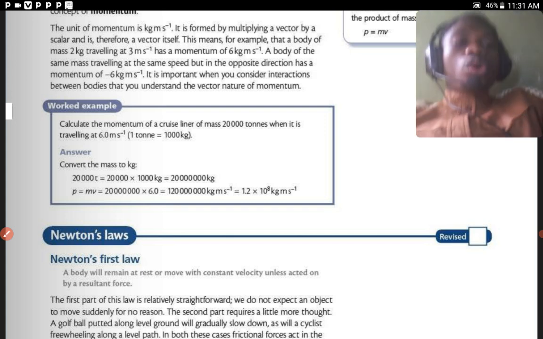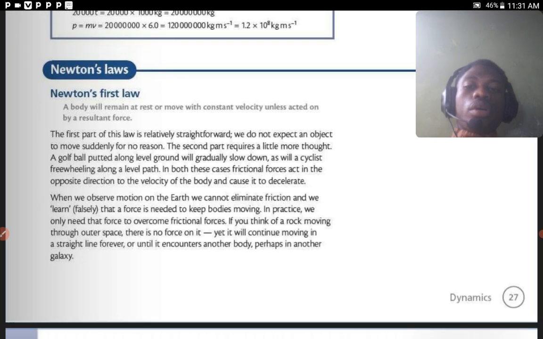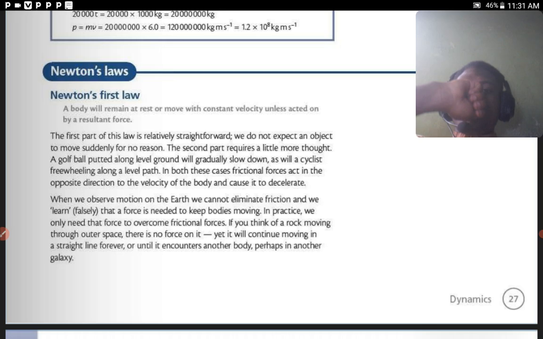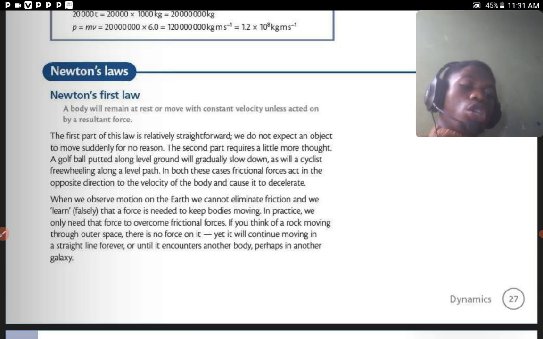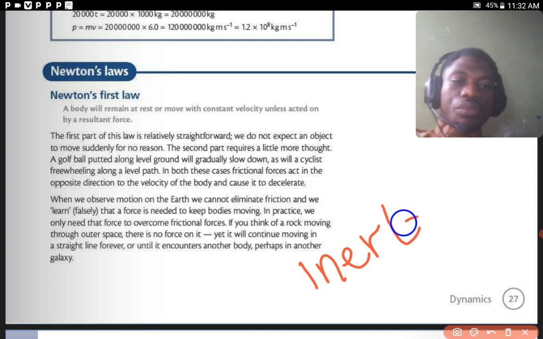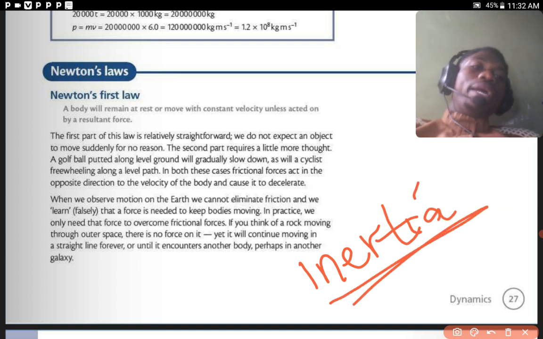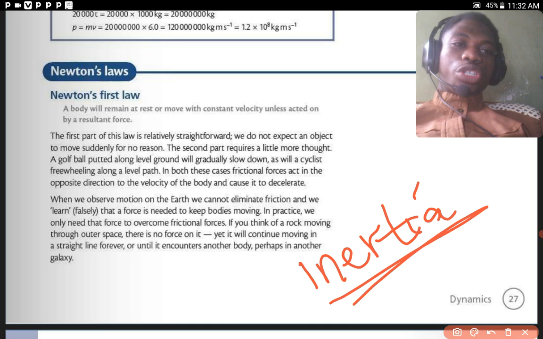Now let's look at Newton's laws of motion. Straight to the point, law 1. According to Newton's first law of motion, also known as the law of inertia. What is inertia? Inertia is the reluctance of a body to change its state of motion.